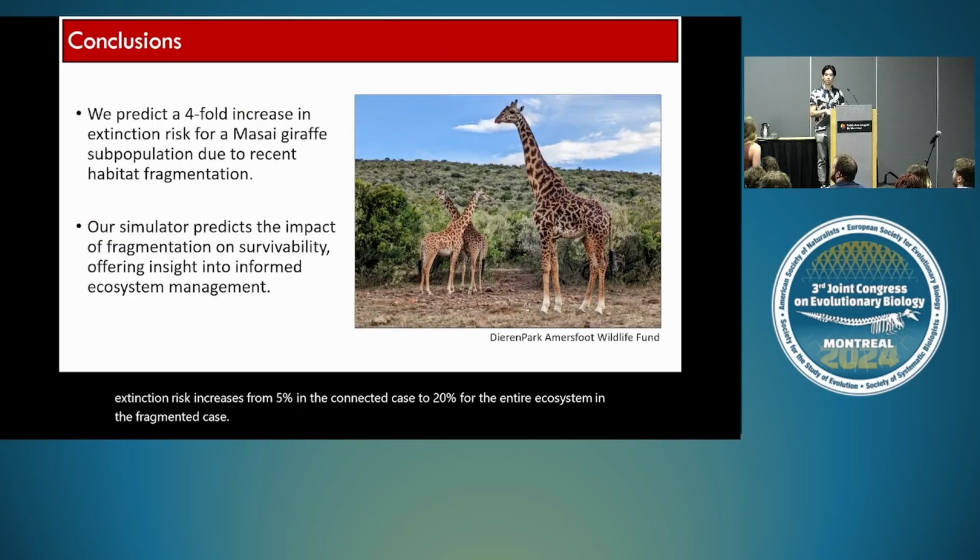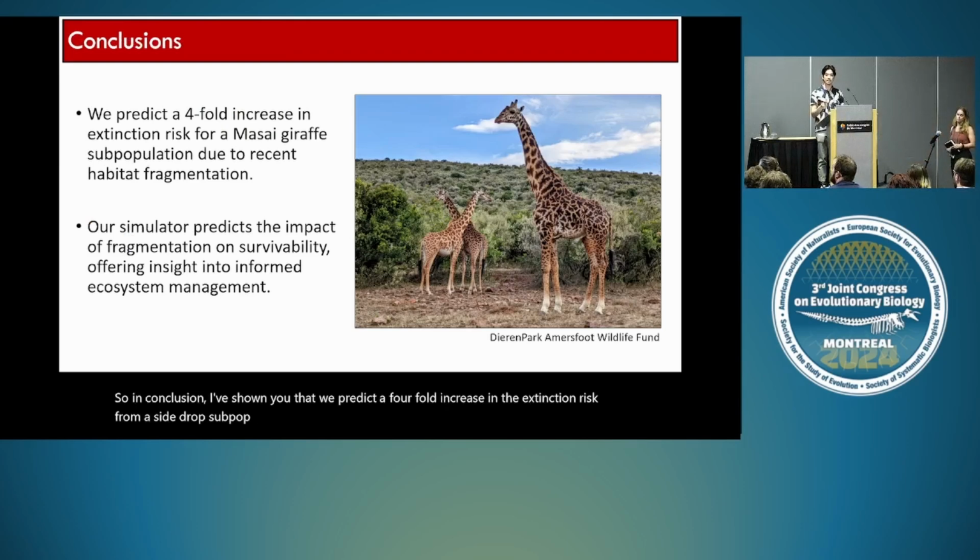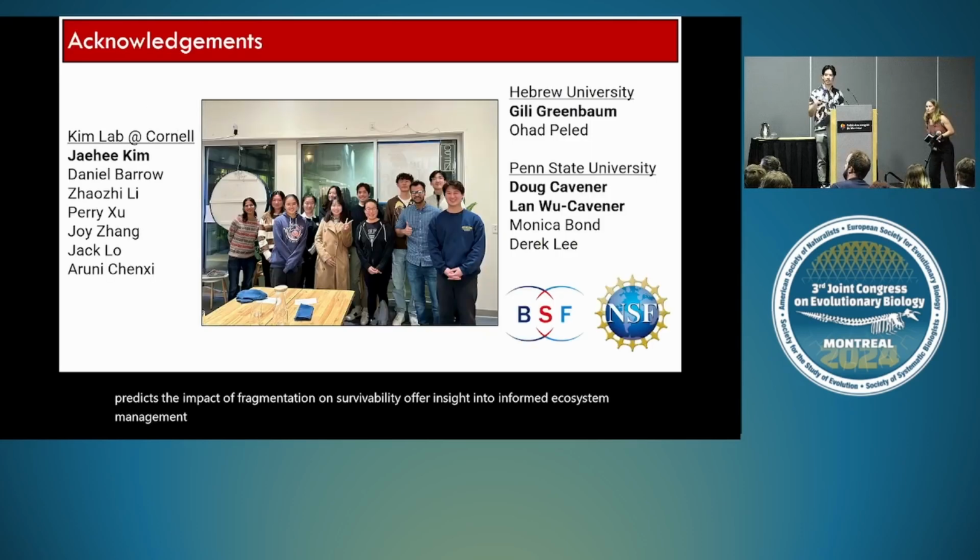In conclusion, I've shown you that we predict a 4-fold increase in the extinction risk for the Maasai giraffe subpopulation due to recent habitat fragmentation. Our simulator predicts the impact of fragmentation on survivability, offering insight into informed ecosystem management. With that, I'd like to acknowledge my lab and our collaborators. Thank you so much for listening.